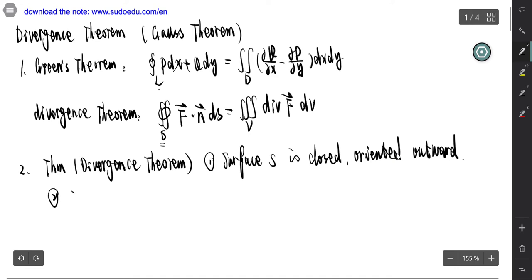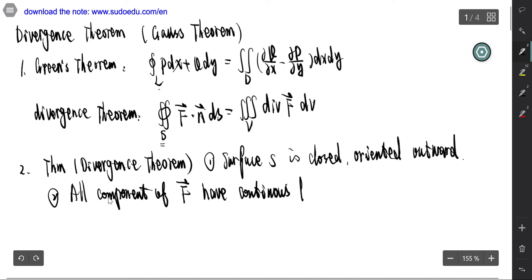The second condition is about the vector field. Our vector field F has continuous first partial derivatives.